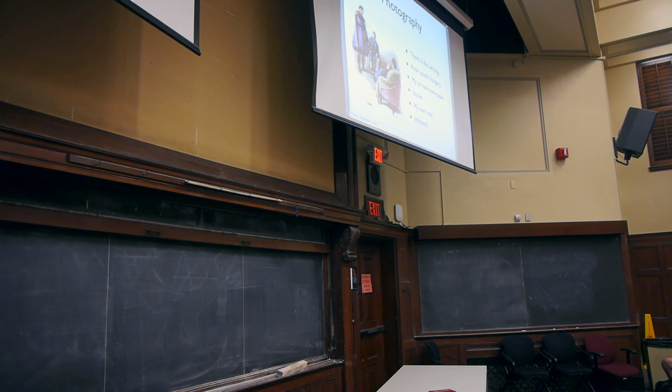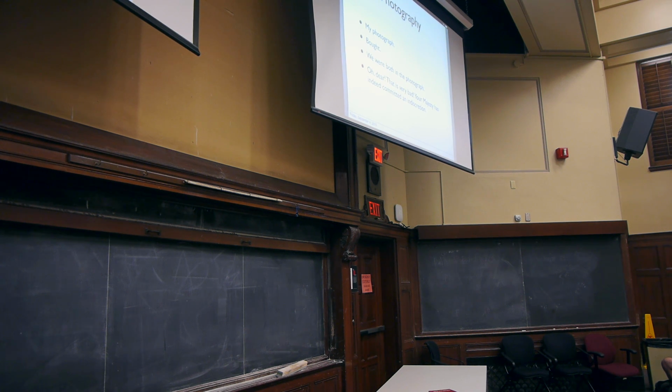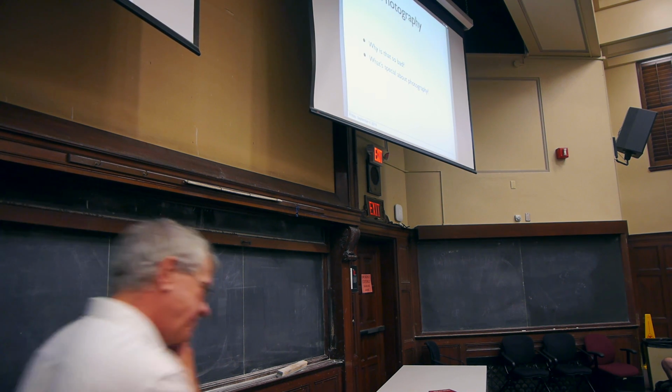The king says, "There is the writing." Holmes says, "Pooh, forgery." "My private notepaper." "Stolen." "My own seal." "Imitated." "My photograph." "Bought." "We were both in the photograph." "Oh dear! That is very bad. Your Majesty has indeed committed an indiscretion."